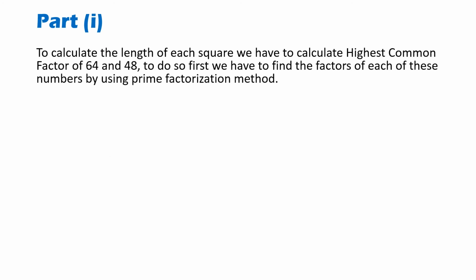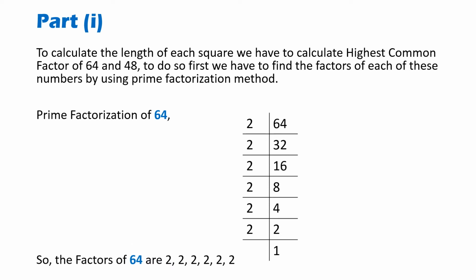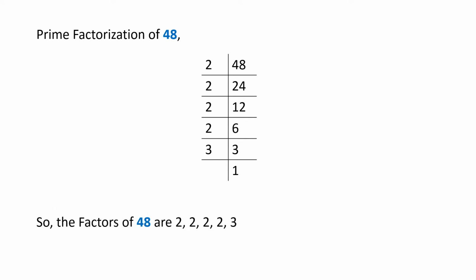Part 1. To calculate the length of each square we have to calculate the highest common factor of 64 and 48. To do so, first we have to find the factors of each of these numbers by using the prime factorization method. By prime factorization of 64, factors of 64 are 2, 2, 2, 2, 2, and 2. By prime factorization of 48, factors of 48 are 2, 2, 2, 2, and 3.